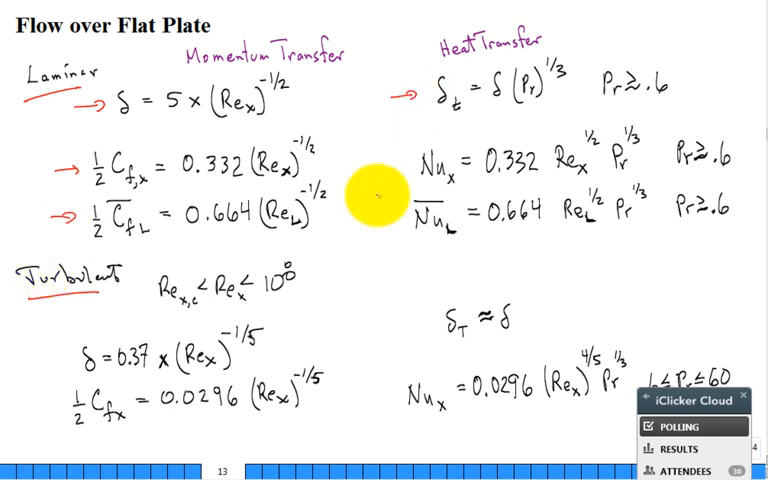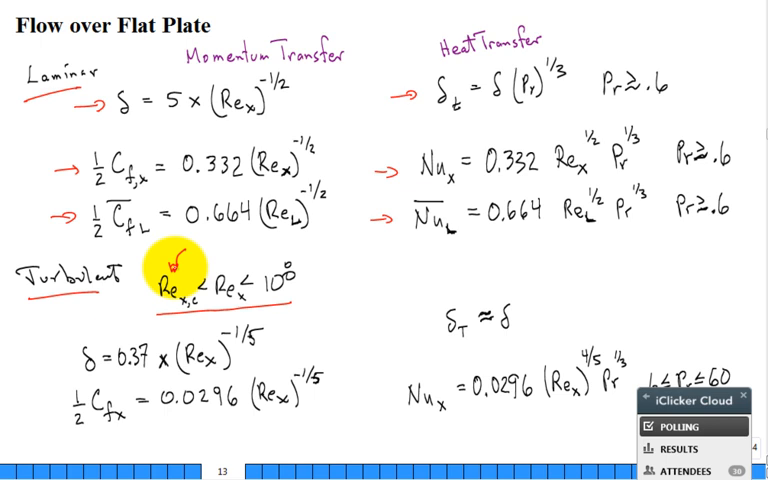And for heat transfer: thermal boundary layer thickness, the local Nusselt number, the average Nusselt number. Here I've written it averaged from 0 to L. You could write 0 to x, but then it's so confusing to students. For turbulent, notice that they give you the range of turbulent. What is the critical Reynolds number for flow over a flat plate?